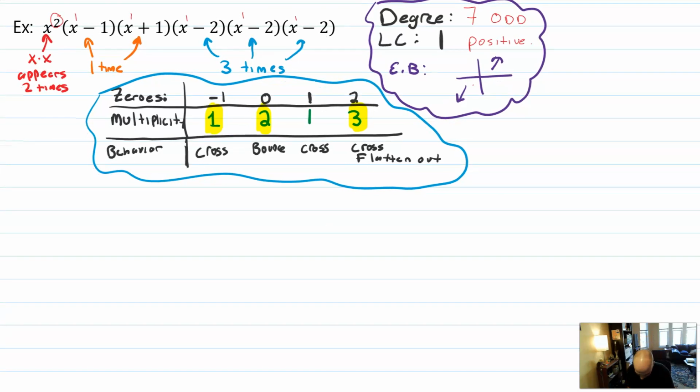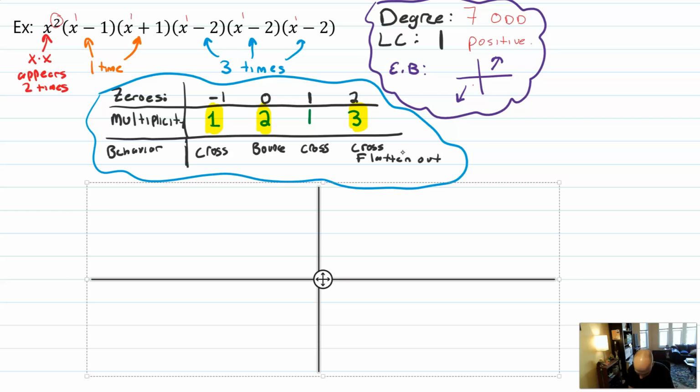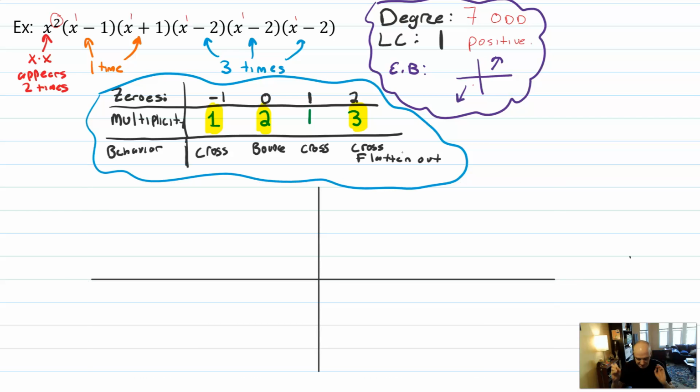Now this graph is not going to be to scale. I don't have my graph paper here, and the y values would not be to scale anyway. So instead, we're just going to sketch it out. The first thing that you're going to plot is all of your zeros. So here is the 0 at -1. Here's the 0 at 0. Here's the 0 at 1. And here's the 0 at 2.